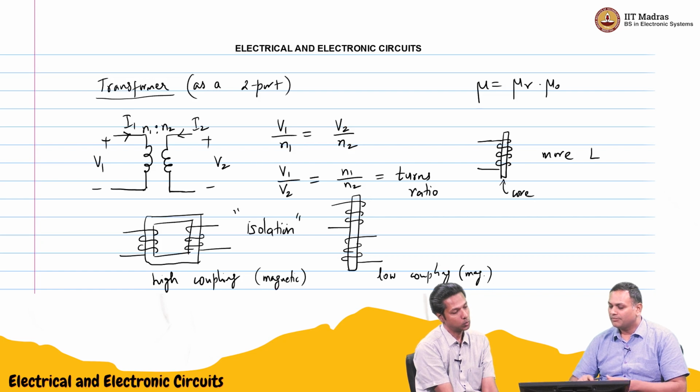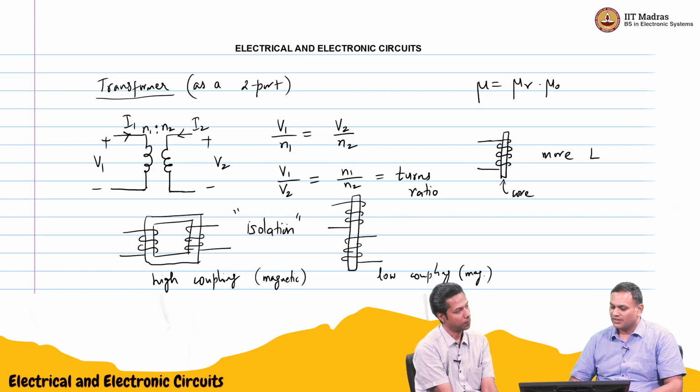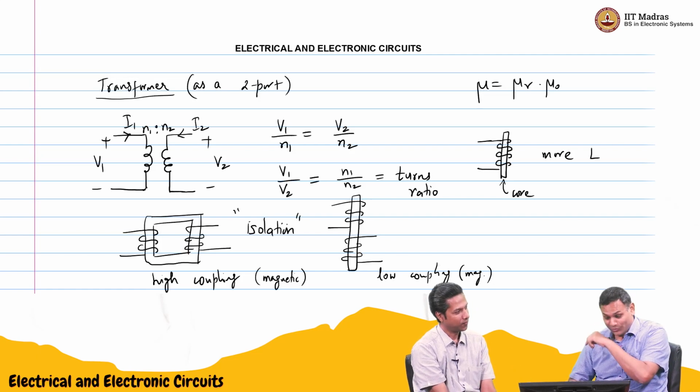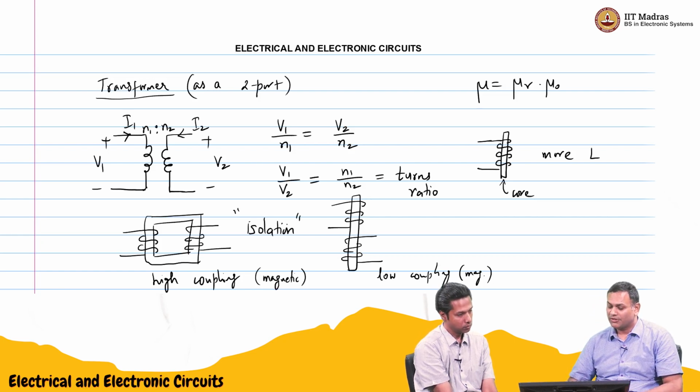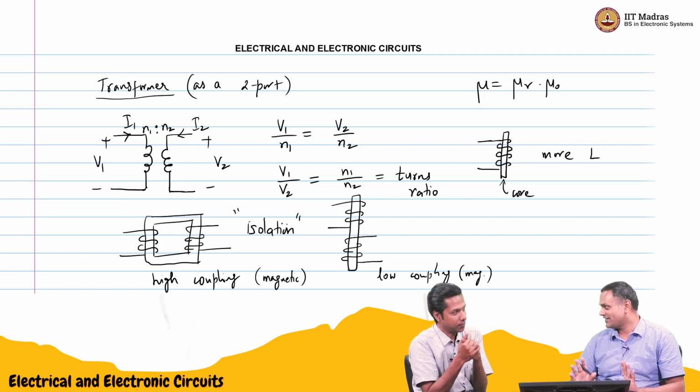So we talked about the isolation, we talked about the turns ratio. And you were also mentioning coupling. I was also talking about mutual coupling. One thing I wanted to ask: we talked about the voltage, but what about the current? Because it is not so obvious to me. We said N1 number of turns and you have marked I1 as the current going through that. So each turn will have the same current, no?